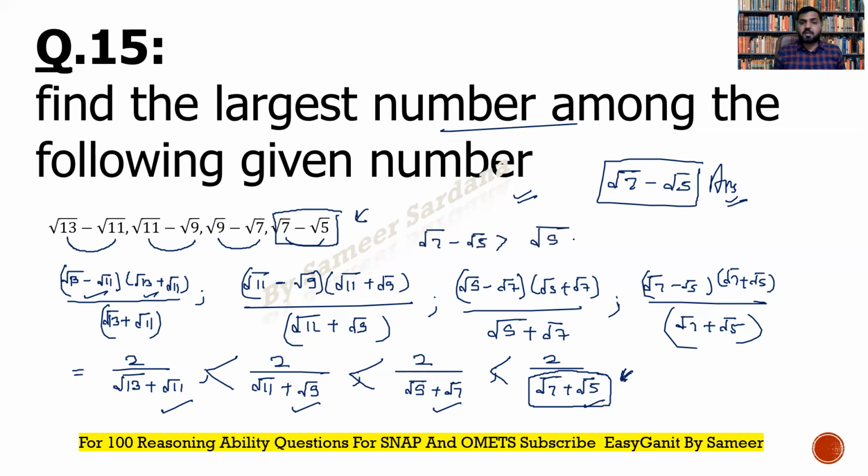Then we have root 9 minus root 7, because this has the second lowest denominator, therefore it will be second largest. This has the third lowest denominator, so it will be the third largest, which is root 11 minus root 9. And this has the fourth, the largest value in the denominator, so this will be the smallest number. This is how you are supposed to arrange it in ascending or descending order.